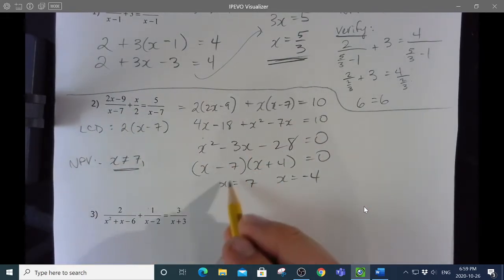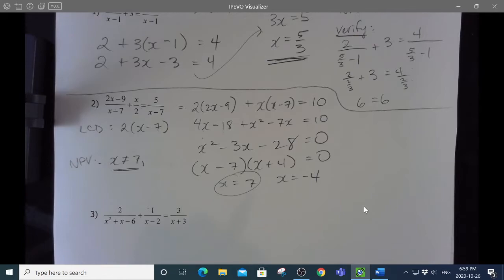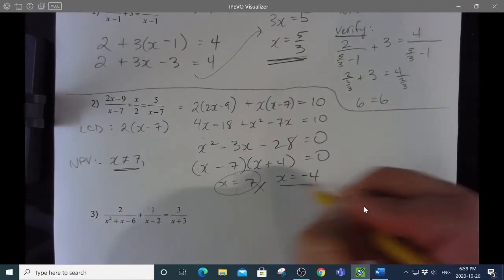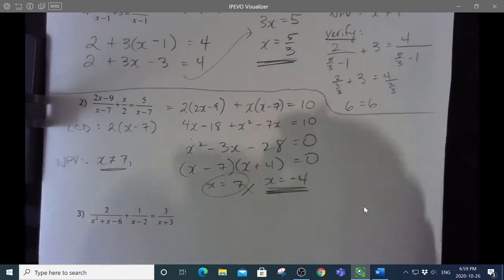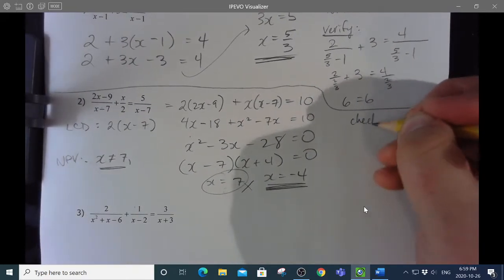And whoop, wait a minute. For the first time in this lesson, actually, we got the non-permissible value as one of our solutions. So that solution doesn't work. It is extraneous. This is the only solution that should work. Let's do a quick check to see if it works.